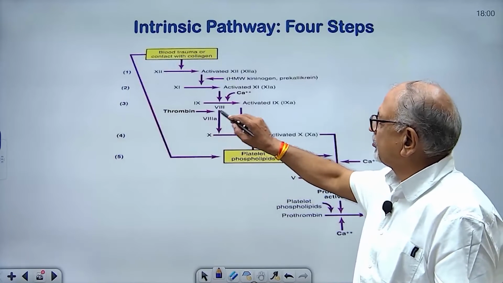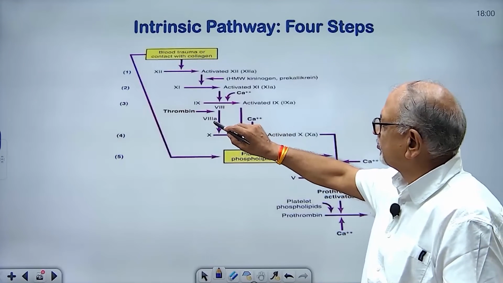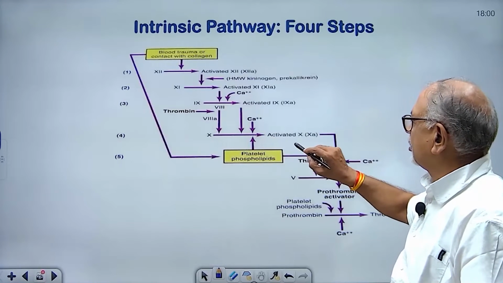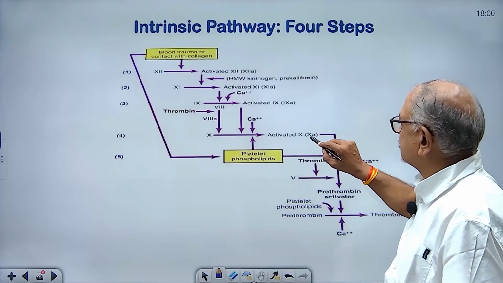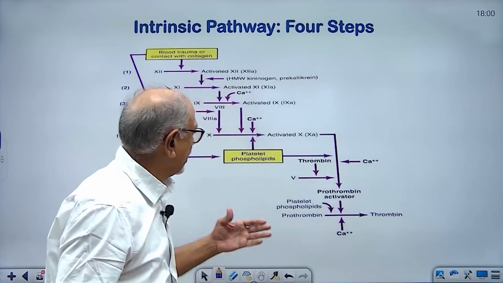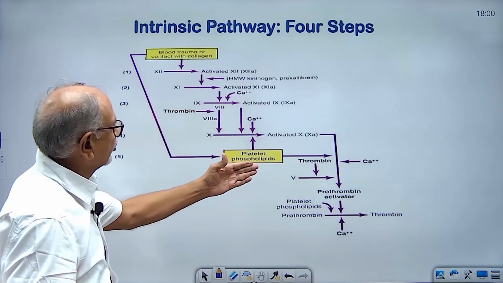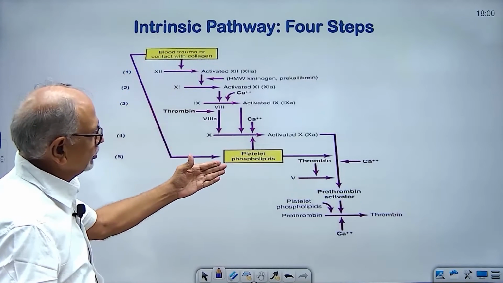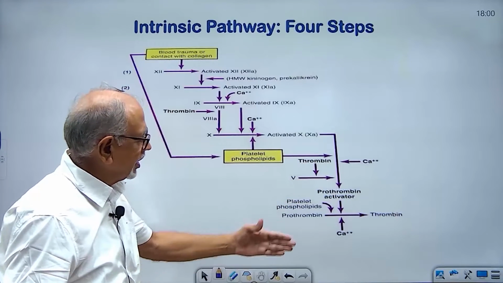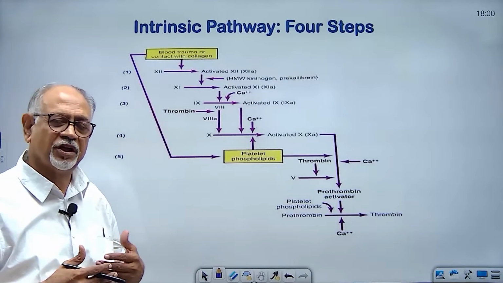Here, in this process, thrombin is formed. Thrombin plus factor 8A plus calcium, all these activate factor 10A. Now, this factor 10A plus the thromboplastin and phospholipids from the platelets helps in conversion of prothrombin to thrombin, and thrombin finally converts the fibrinogen into fibrin.